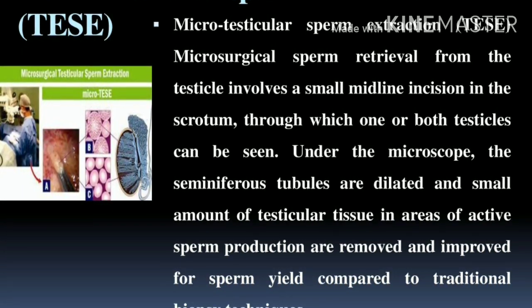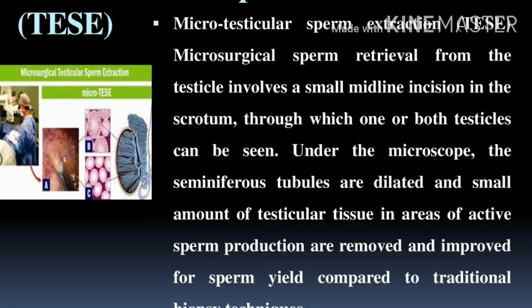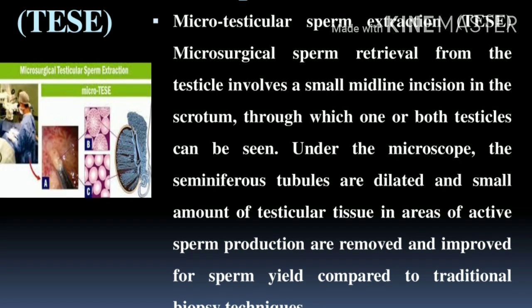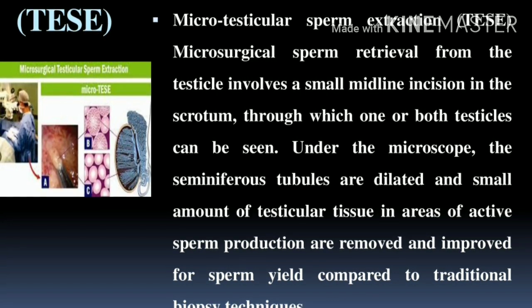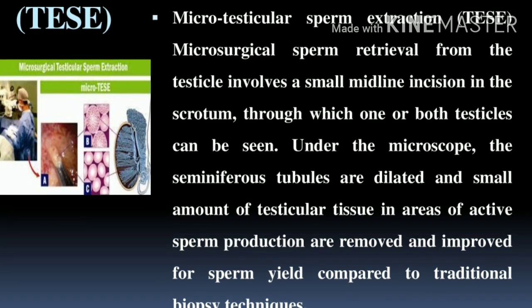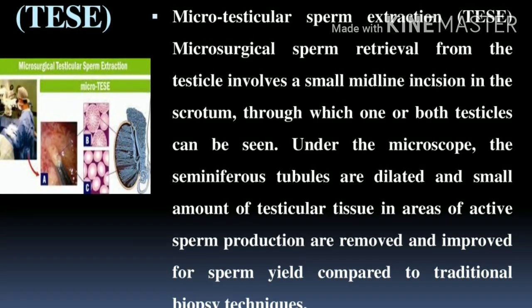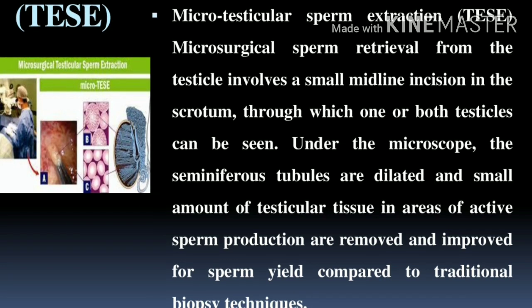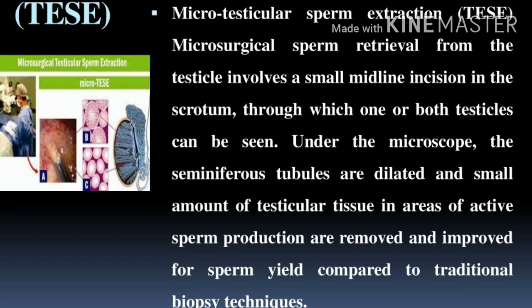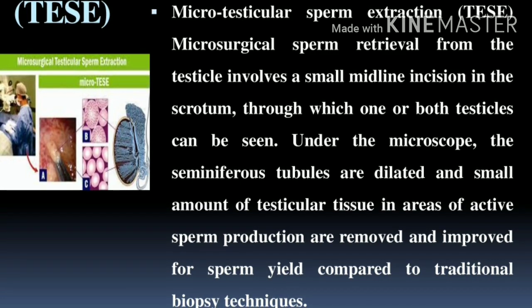How will it be done? It's a small surgery, a microsurgery. How can the small surgery be done? Through a small midline incision in the scrotum. When the scrotum is opened, the testicles can be seen. With the help of the microscope, a small amount of testicular tissue in areas of active sperm production is removed, improving the yield of sperm.